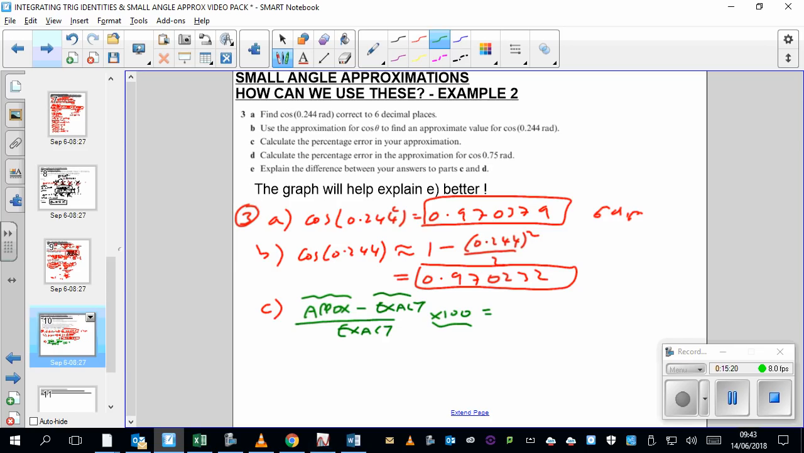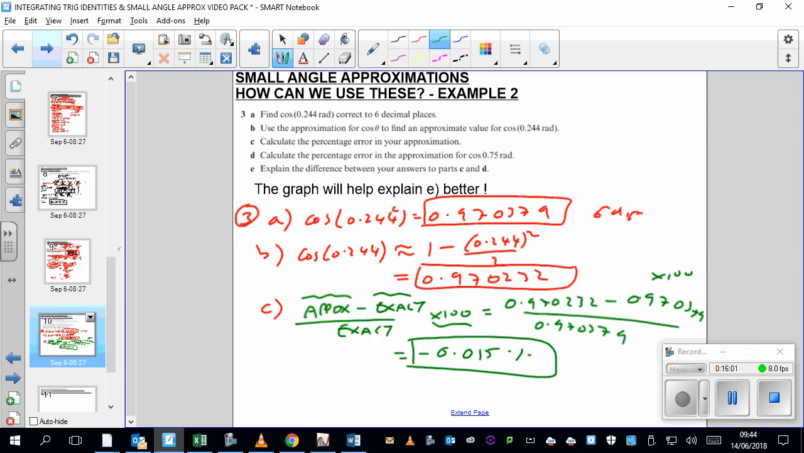So my approximation is 0.970232 minus my exact. No, it's not actually exact. All over my exact, 0.970379, and then we'll times the whole thing by 100. So if I put that in, I should get 0.970232 take 0.970379 divided by 0.970379 times by 100. So I should get minus 0.015%. Okay, so there's your percentage error.